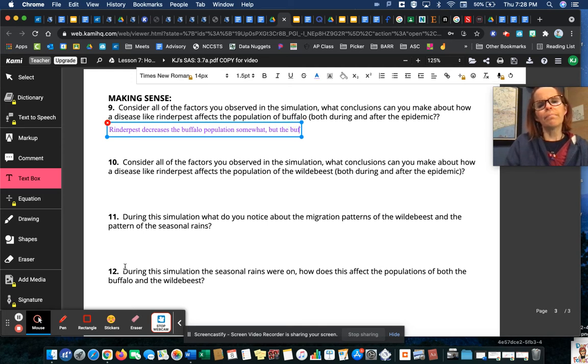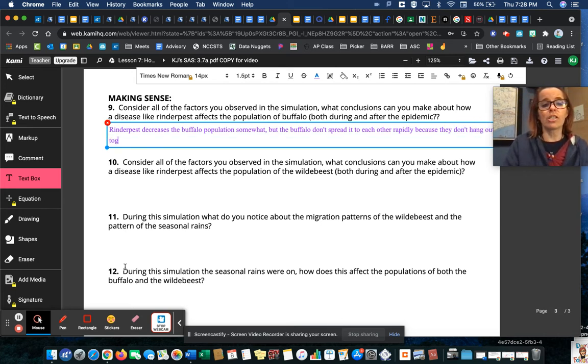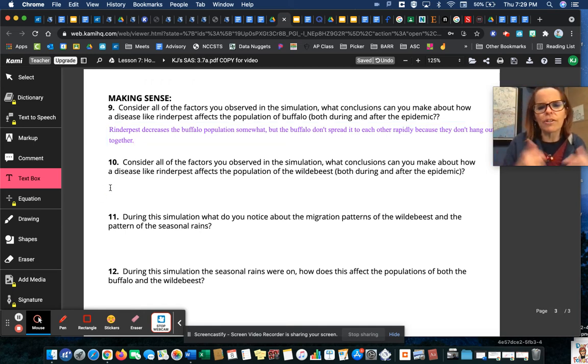but the buffalo don't spread it to each other rapidly because they don't hang out together. How about that? Hang out together. They do a little bit, but they don't hang out like the wildebeest actually hang out in hundreds of thousands of them all at a time. Okay, consider all the factors you observed in the simulation. Same question. What conclusions can you make about how a disease like rinderpest affects the population of the wildebeest?